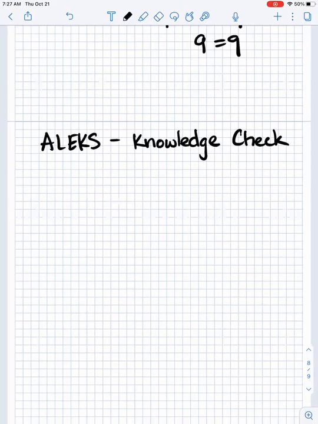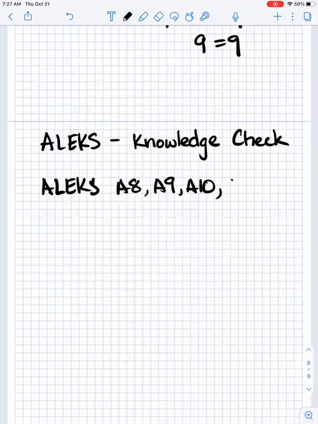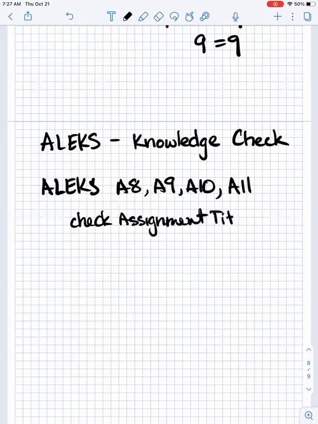Then also in Alex, many of you still have assignment 8, assignment 9, and assignment 10. Guys, by not using your class time, they're starting to pile up. So we've got assignment 11 today. Check the title of each one. The title shows you what you have to show work on. So check assignment title for problems to show on paper.